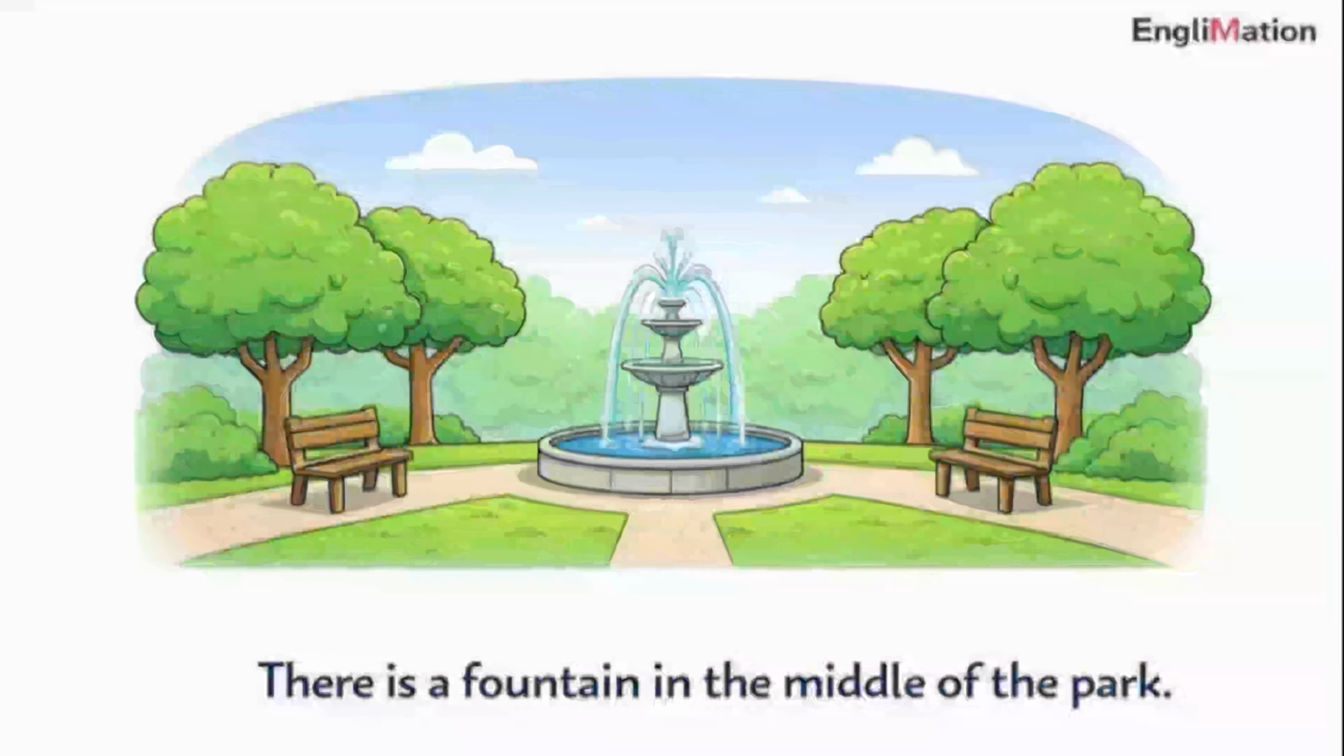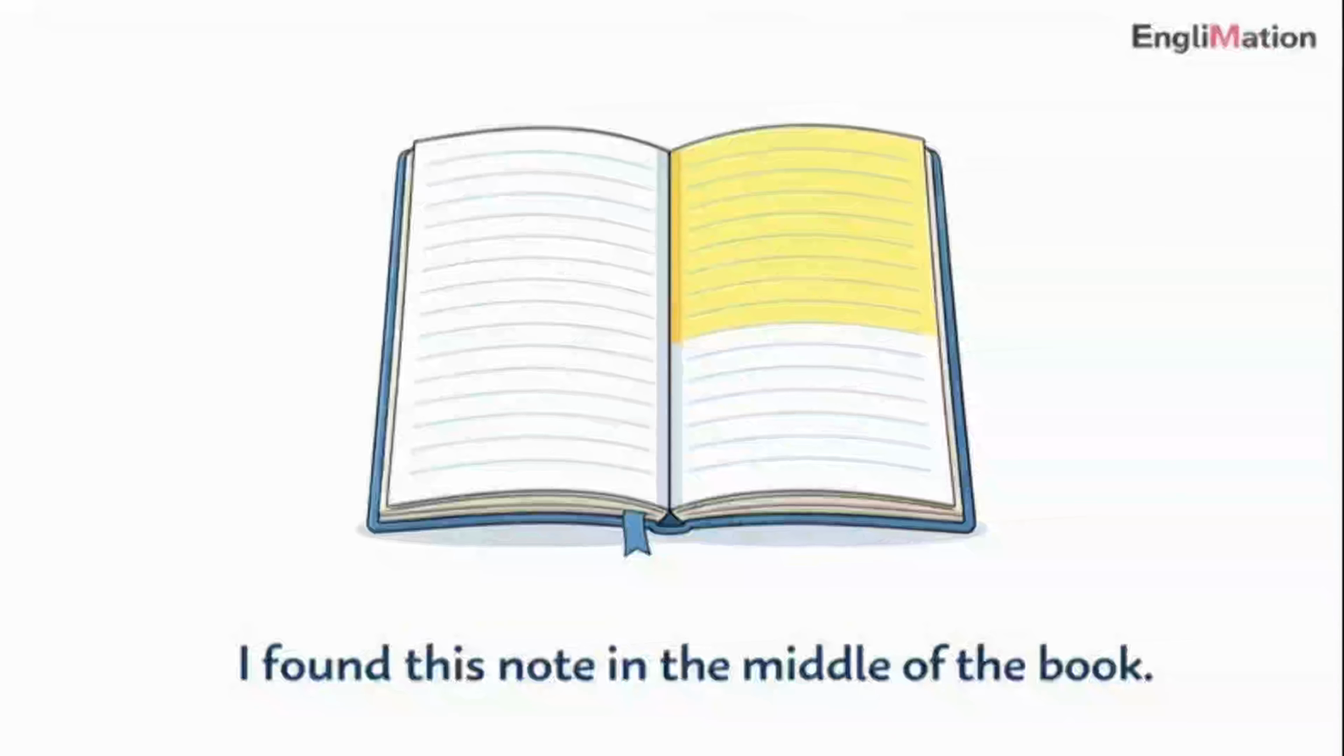Let's move to an outdoor setting. There is a fountain in the middle of the park. This shows the fountain is surrounded by space on all sides. Now consider a written example. I found this note in the middle of the book. This means the note was not at the beginning or the end.